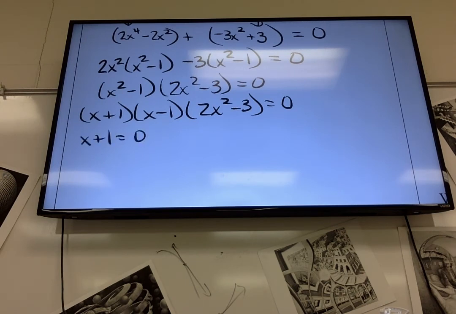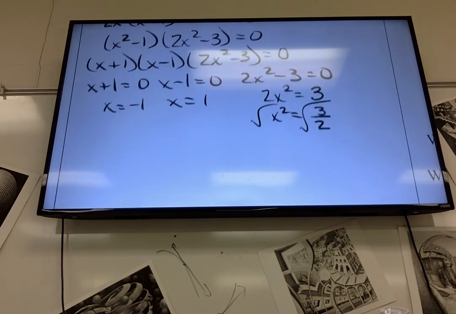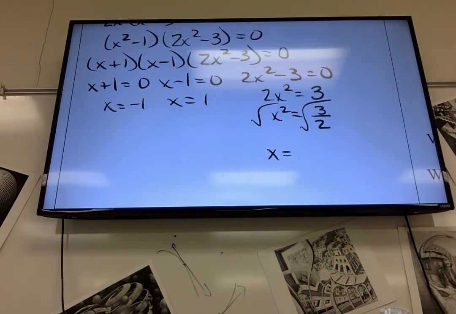Then we set each one equal to 0. So x equals -1, x equals 1. 2x squared equals 3. Divide by 2. And then how do I get rid of the squared? You square root it, so it would be plus or minus. Yes. When you put a square root in a problem, it becomes a plus or minus that number.